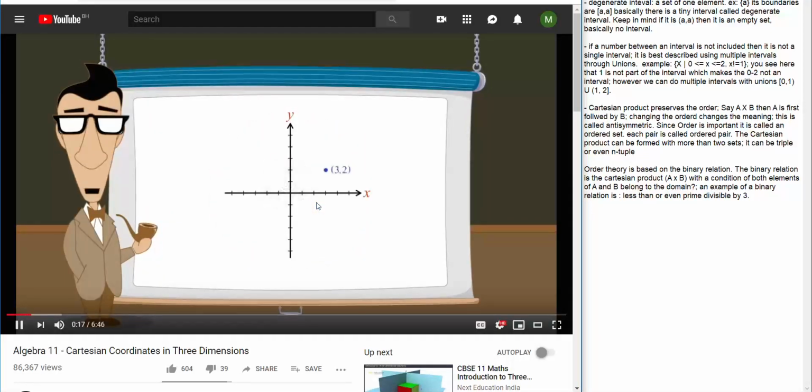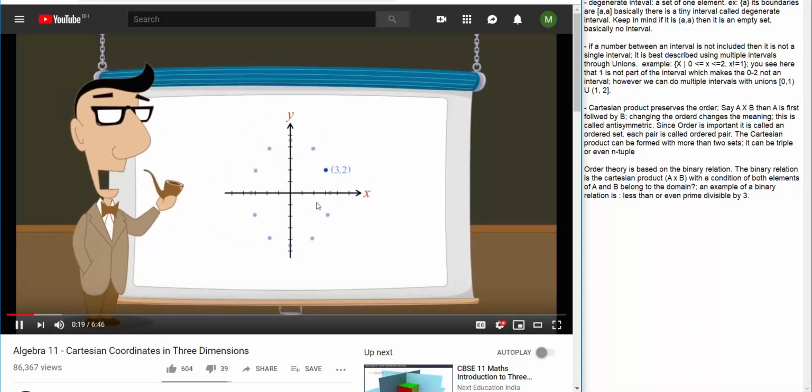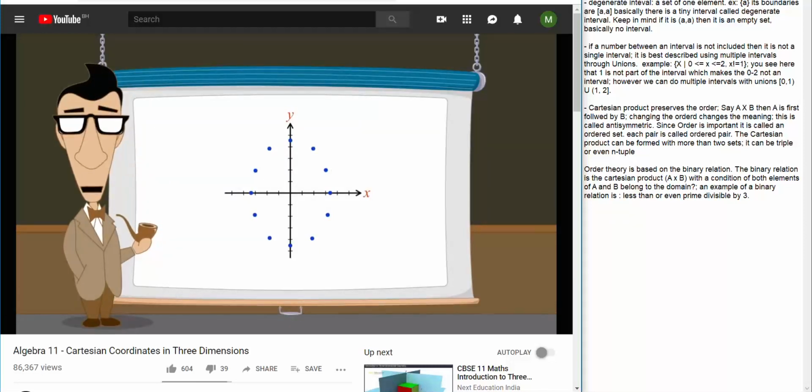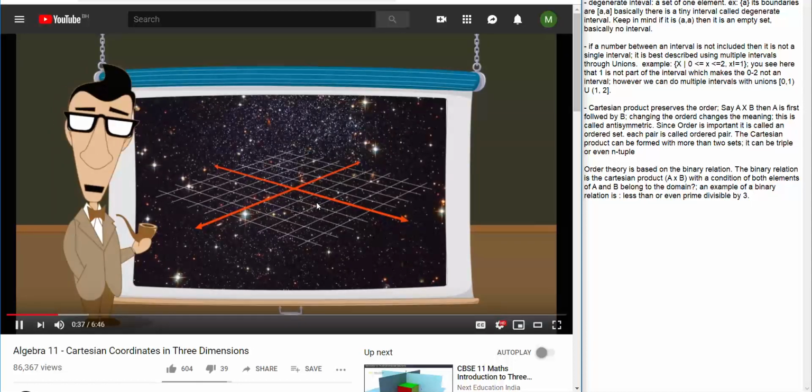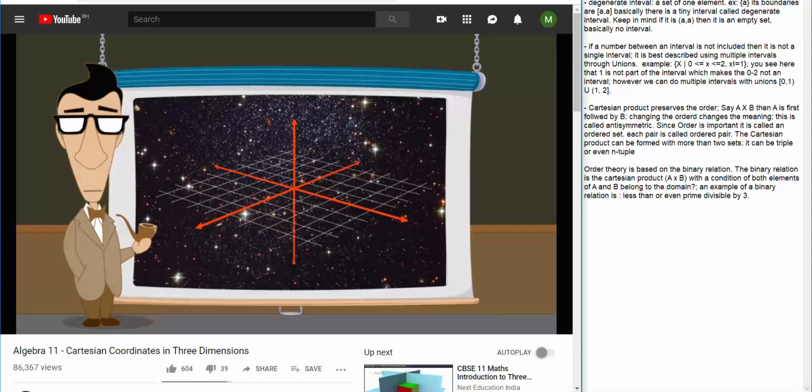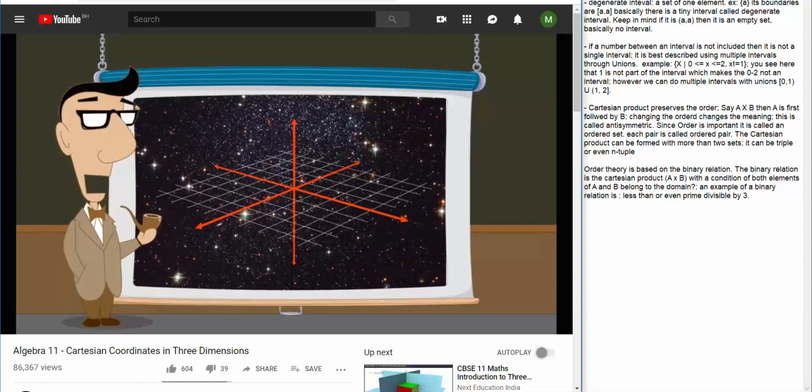We constructed ordered pairs of real numbers, or sets of these ordered pairs, as points in a plane. We did this by taking the Cartesian product of the one-dimensional number line with itself. To form the picture, we will construct a three-dimensional Cartesian coordinate system, which will allow us to display ordered triples of real numbers as points in three-dimensional space.